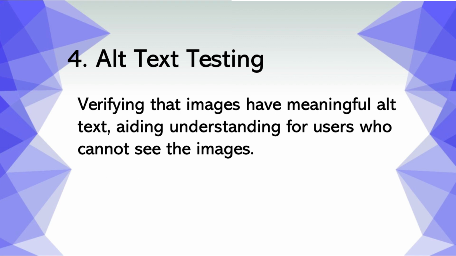Now, the fourth type of testing is called alt text testing. See, images on websites convey information, but for visually impaired users, these images need alternative text, which we call alt text descriptions. Accessibility testing verifies that images have meaningful alt text, aiding understanding for users who cannot see the images. As a normal user, one can understand what is happening in an image, but for a visually impaired user, it is not possible to understand because the person cannot see that image. So, a meaningful description should be provided so that a visually impaired user can understand what the current image is and what it signifies.